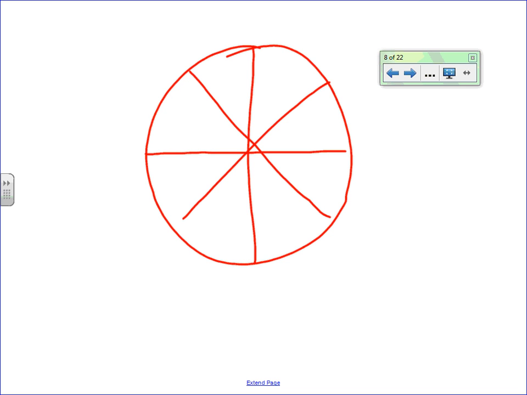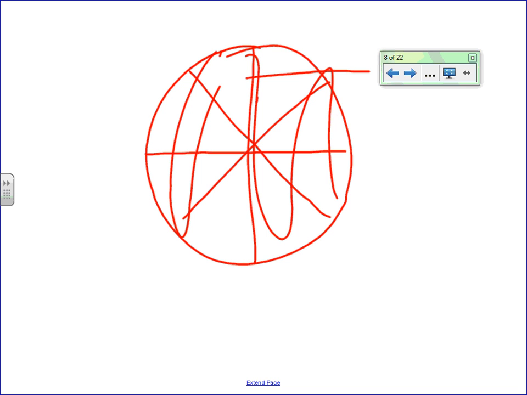You had an 8-slice piece of pizza. In 16 minutes, there are no slices. So in 16 minutes, how many slices did you eat? 8.